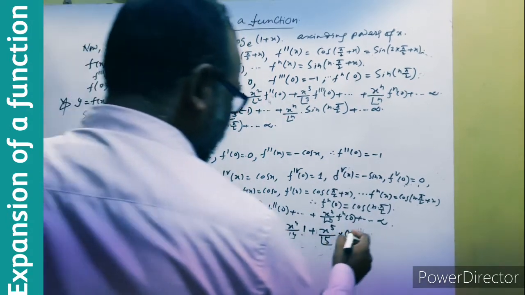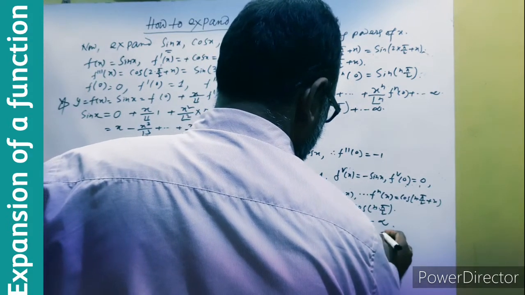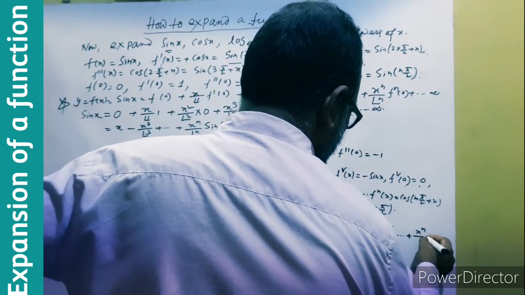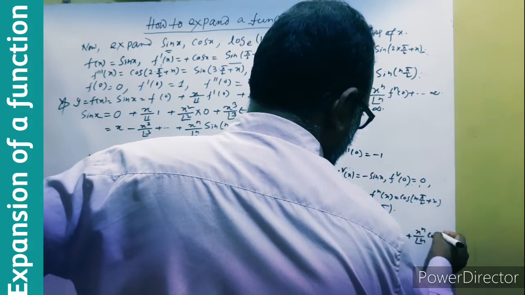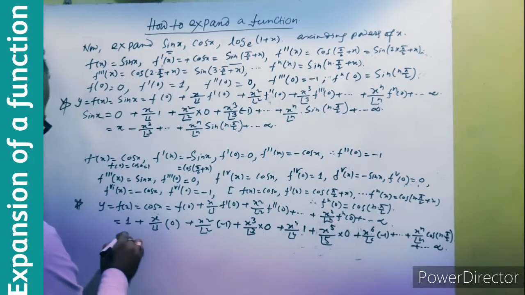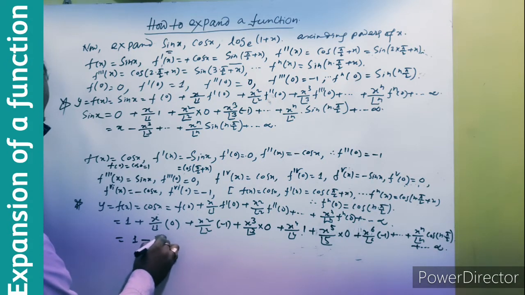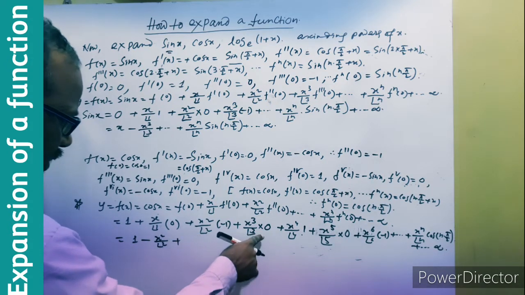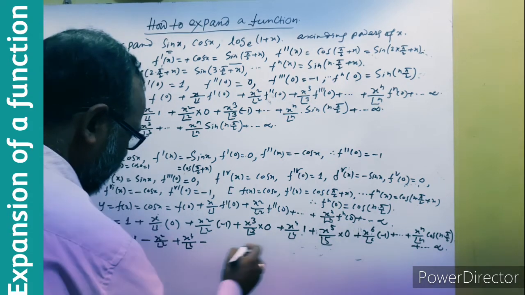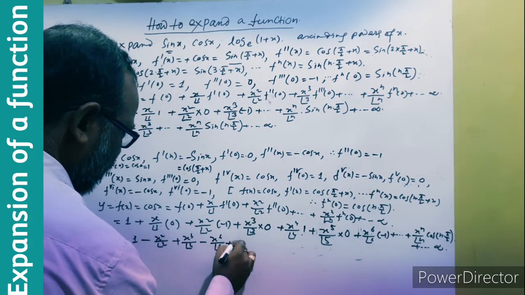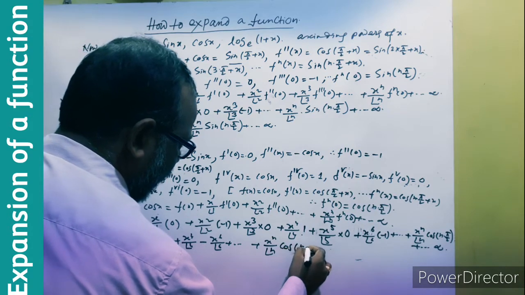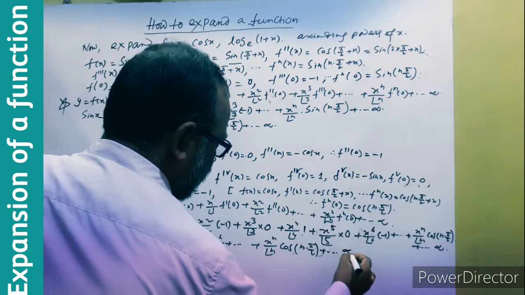And the sixth order derivative is minus 1, so x to the power 6 by factorial 6 has minus 1. After the nth order derivative we get x to the power n by factorial n and cos of n multiplied by pi by 2, up to infinity. So this is 1 minus x square by factorial 2, plus x to the power 4 by factorial 4, minus x to the power 6 by factorial 6, like that. The general form here is x to the power n by factorial n and cos of n pi by 2, up to infinity.